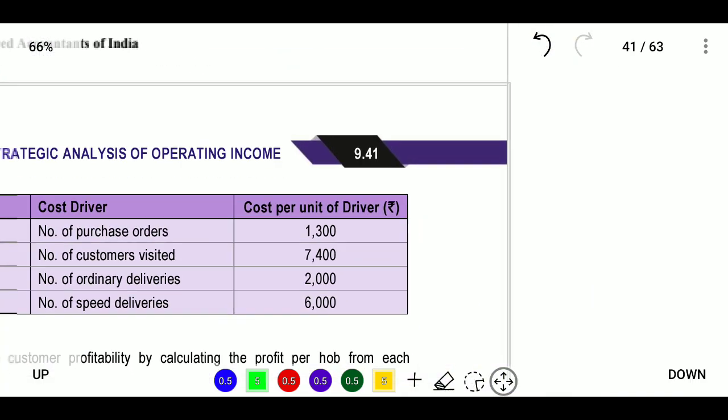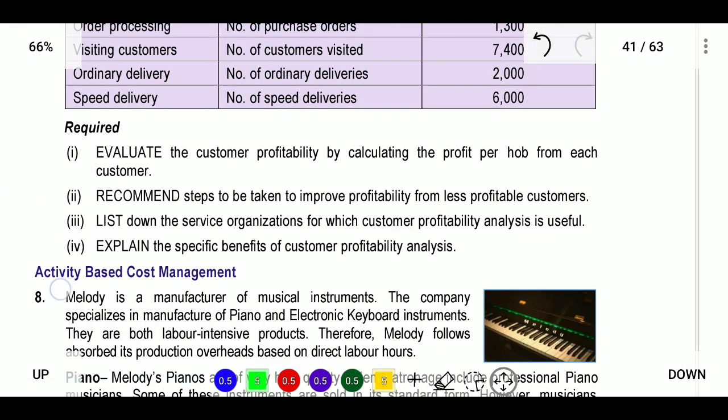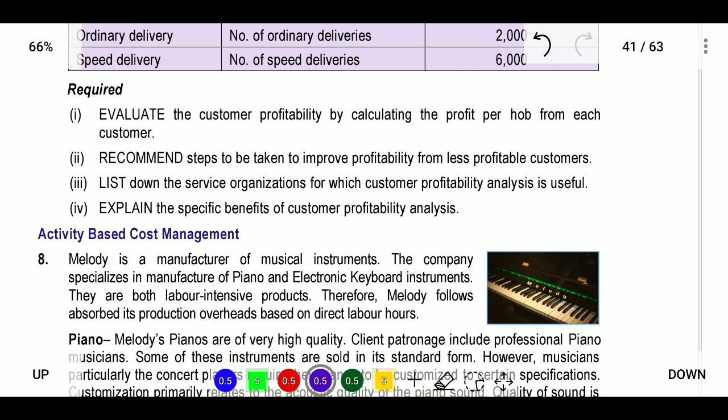Question number 6. First, we will see what is required. For that, we will answer: evaluate customer profitability. So, we are required to produce a customer profitability statement. Next, recommend steps to be taken to improve profitability.